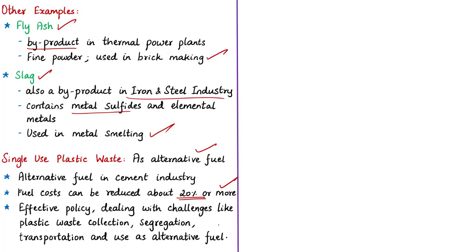The news article also mentions that the Ministry of Housing and Urban Affairs is working with cement industries in this direction. So there shall be a clear policy, then only it would be effective. Therefore, the policy should clearly address the challenges like plastic waste collection, plastic waste segregation, its transportation, and using plastic waste as an alternative fuel.